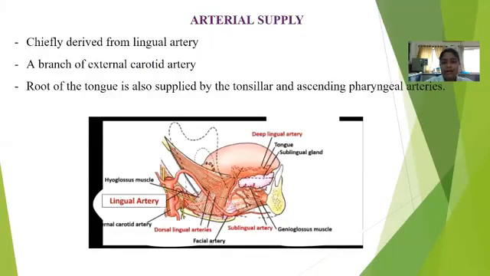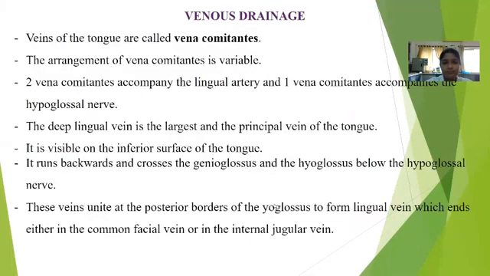So what is the arterial supply of the tongue? Chiefly it is derived from the lingual artery. It is a branch of the external carotid artery. The root of the tongue is also supplied by the tonsillar and ascending pharyngeal arteries.